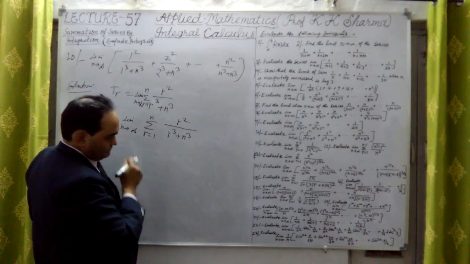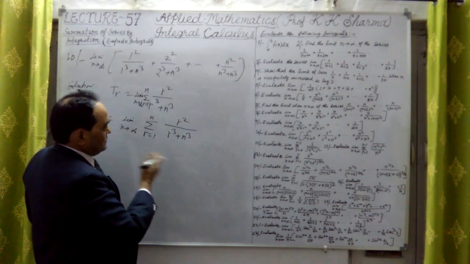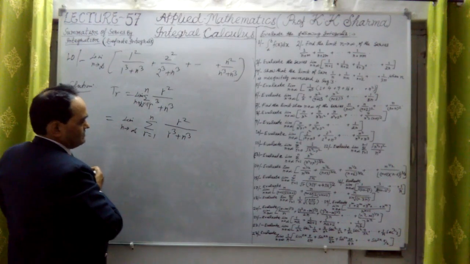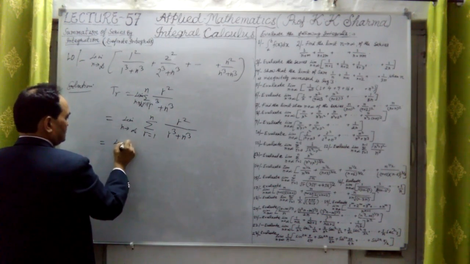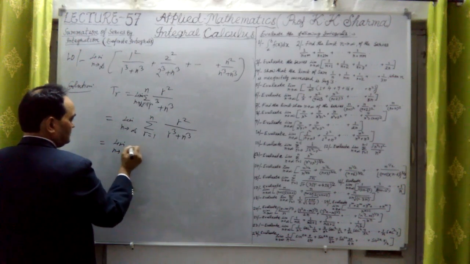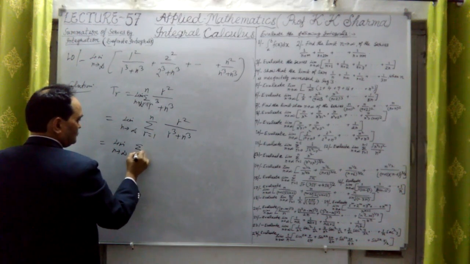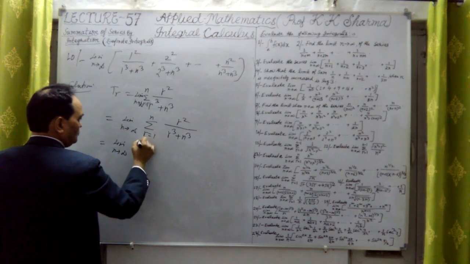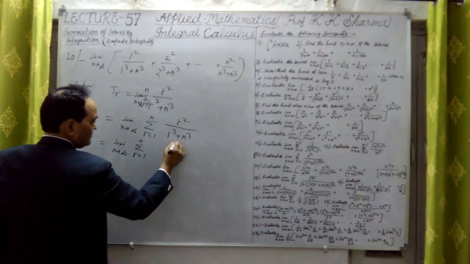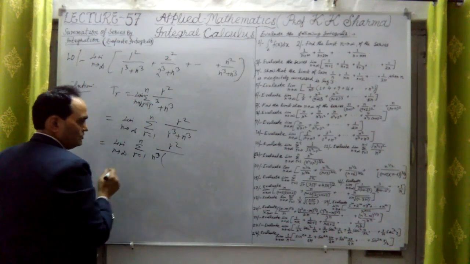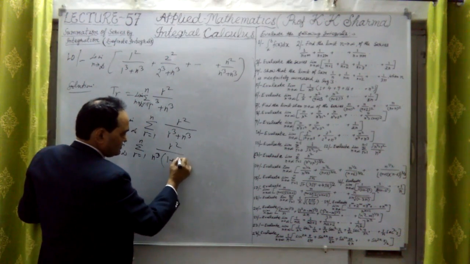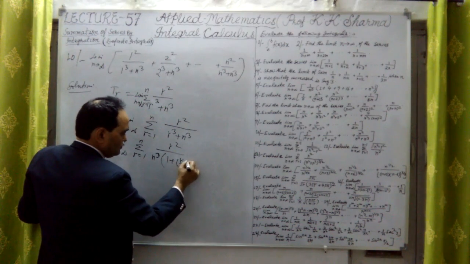Now let me take n cube out. Let me change it: limit n tends to infinity, summation r is equal to 1 to n. If I take n cube out in the denominator, it will be r square upon n cube, upon 1 plus r upon n whole cube.